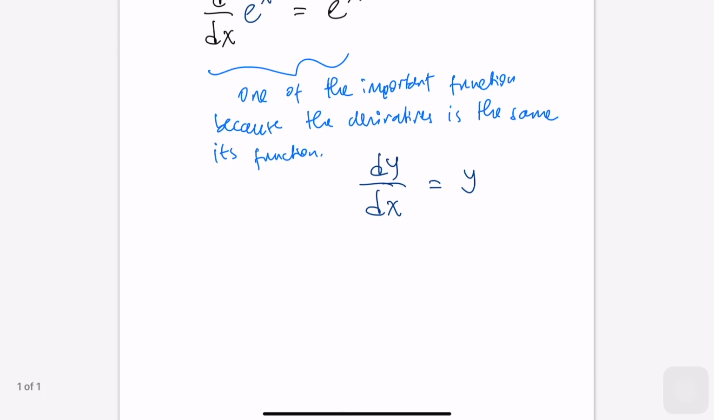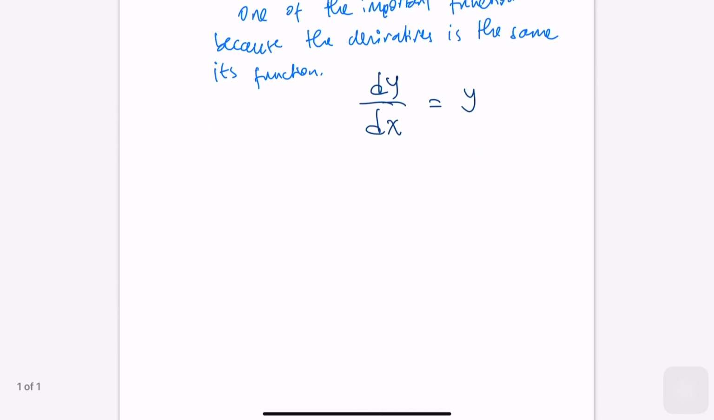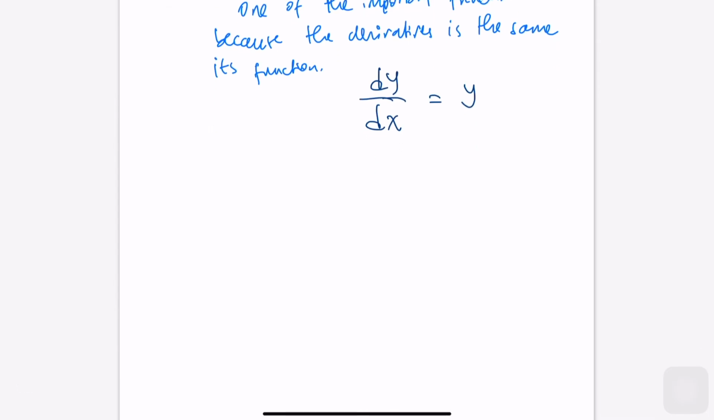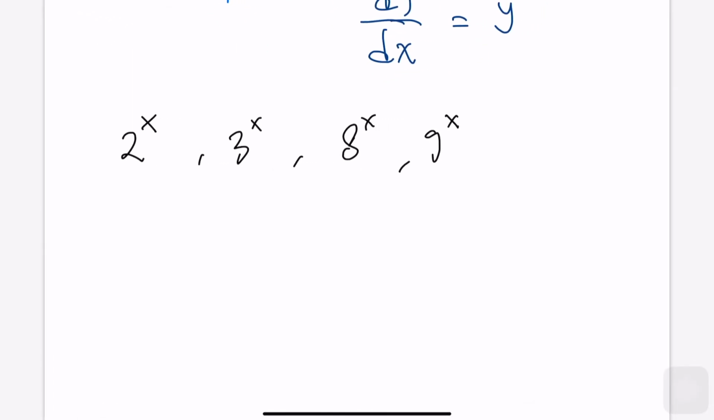Now if we look back at before we find what e is, we have some exponential functions such as 2 to the power of x, or 3 to the power of x, or maybe 8, maybe 9, right? And then you can draw the graph. Maybe before we draw the graph, let's imagine these functions as populations, where t is for time.